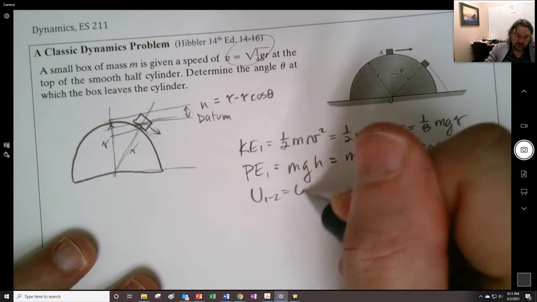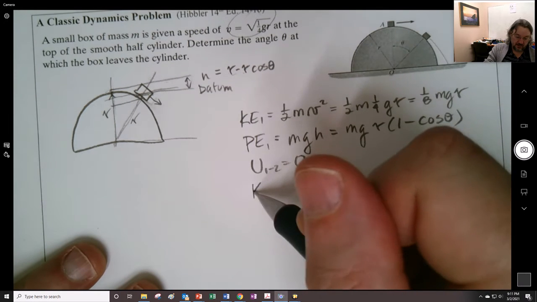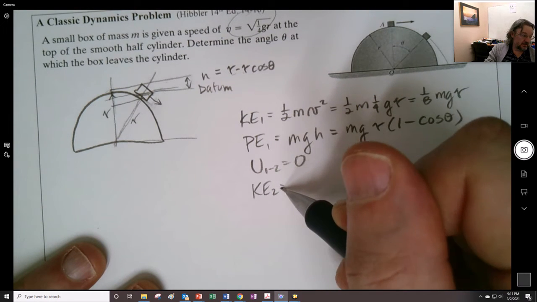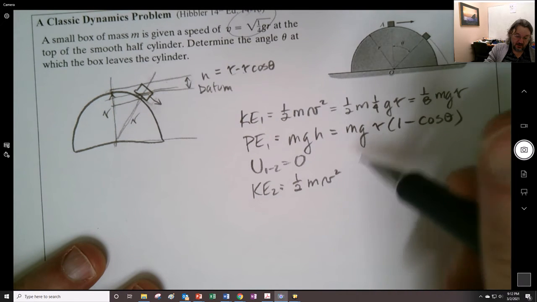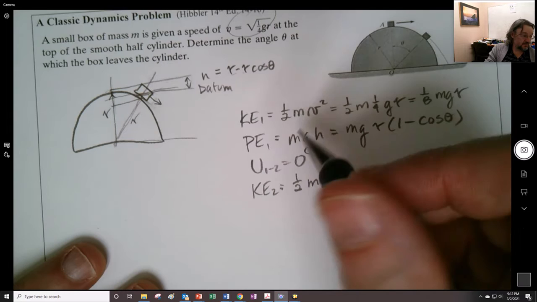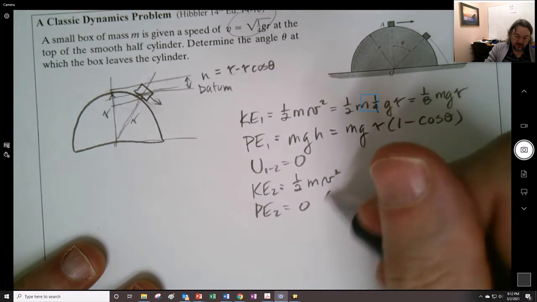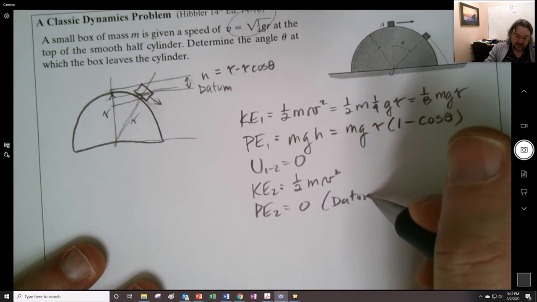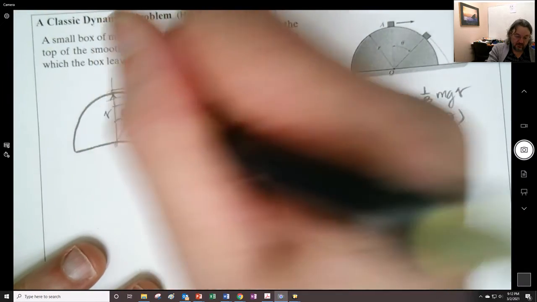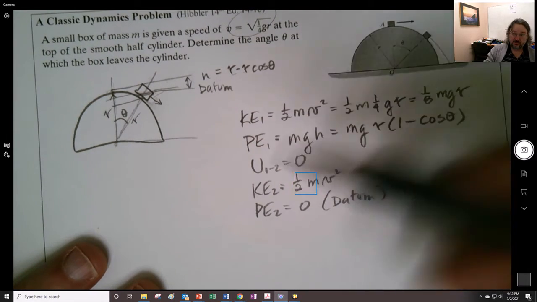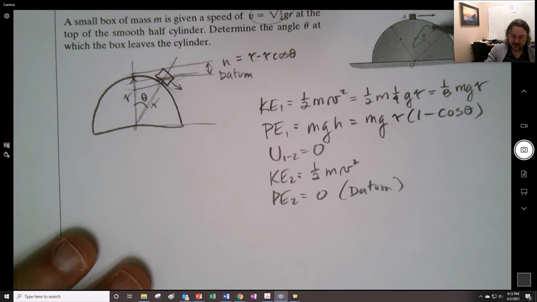U1 to 2, it's going to be conservation of energy, it's frictionless, great. KE2 is going to be 1/2 mv squared right there. And then PE2 is going to be equal to 0 because this is the datum. So at some point it's going to lose contact. We don't know what that is, but it's going to happen right there. And by the way, that was theta. I should have put that as theta right in there. That's where I'm defining theta. Actually, they defined it for us.